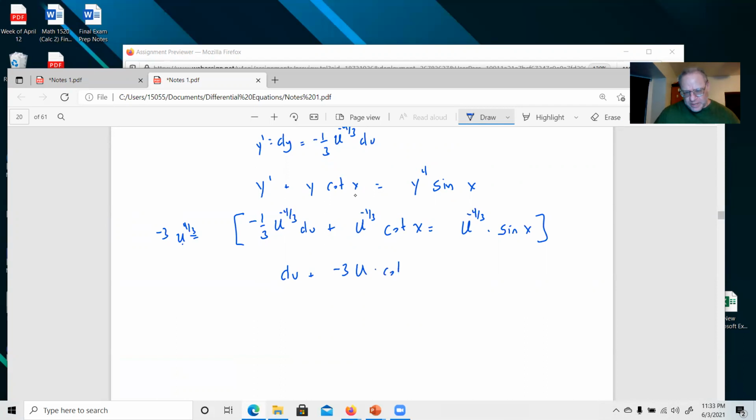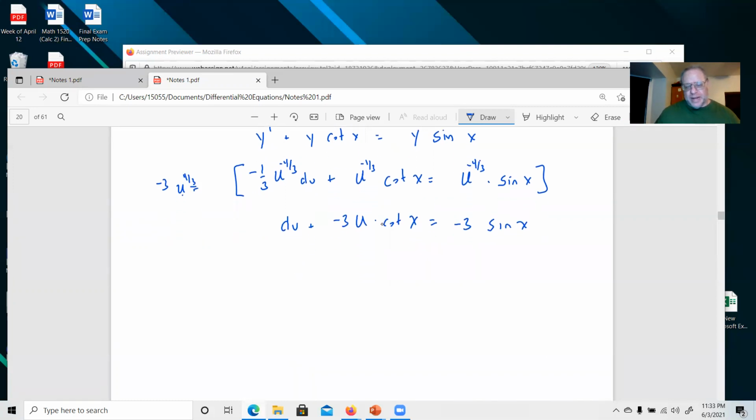And then we have a cotangent x here, and that is equal to -3, and u to the 4/3 minus 4/3 is 0, so we just have a sine x. Just like we predicted when I showed you without specifics. Again, look, we have a du, a u with a coefficient, and a function of x. This is a first order linear equation.